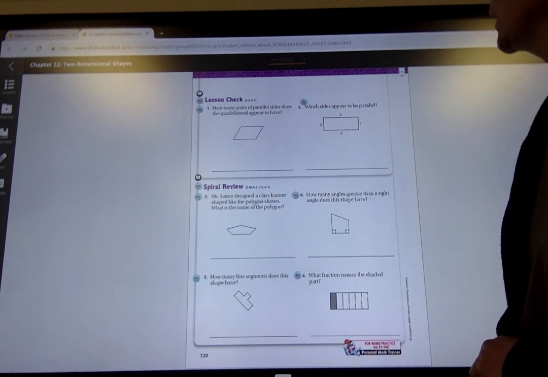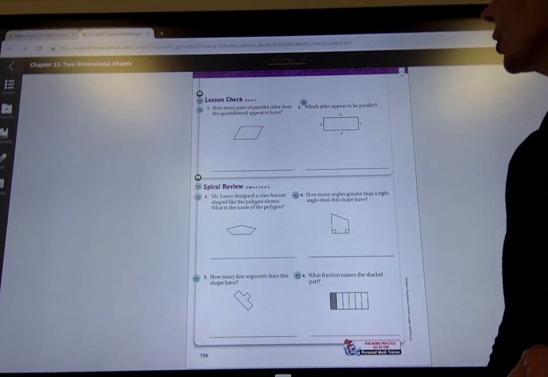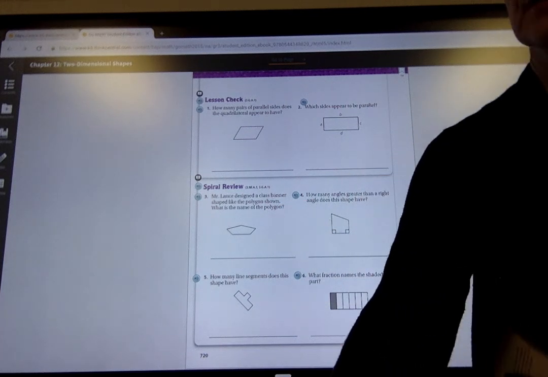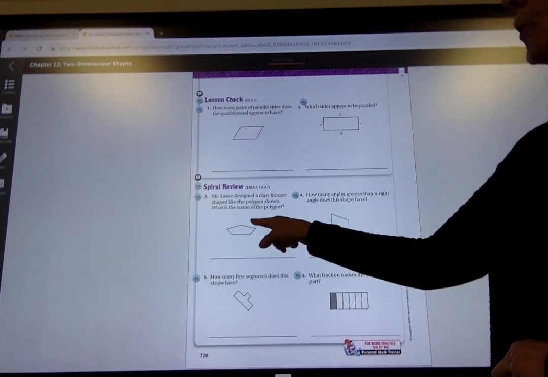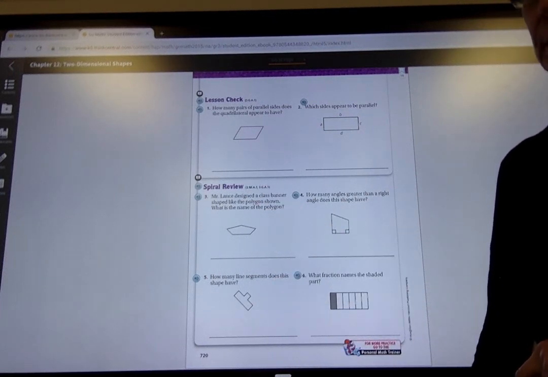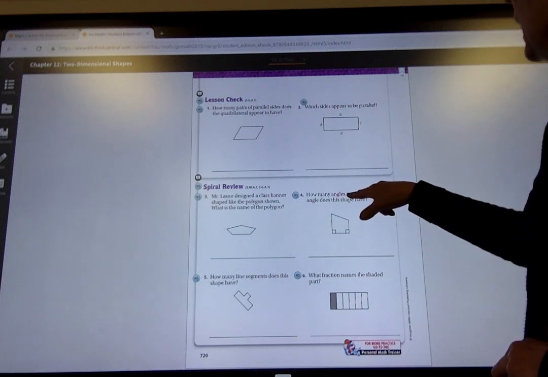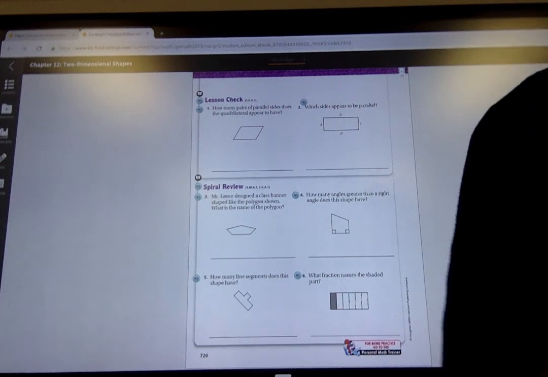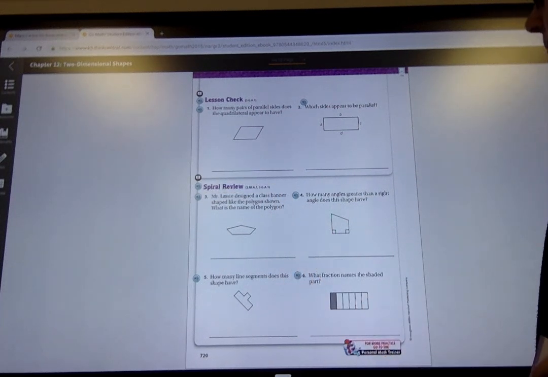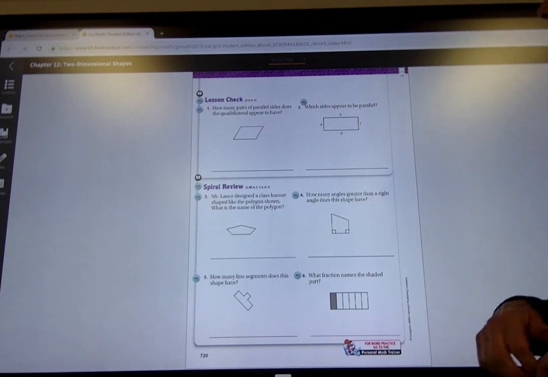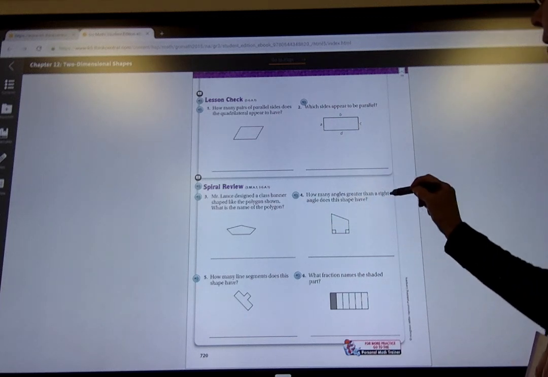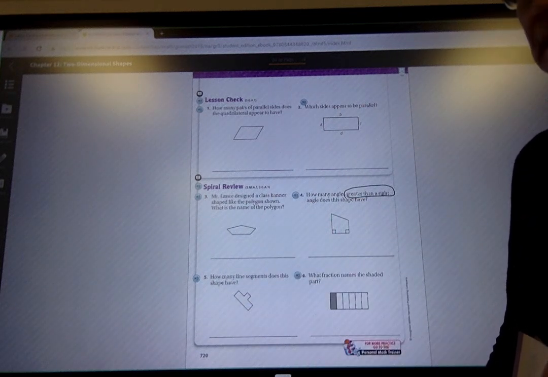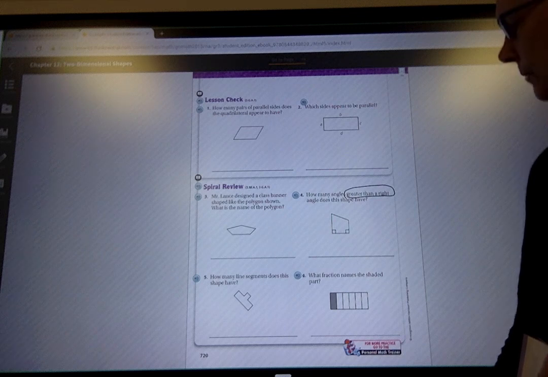Mr. Lance designed a class banner shaped like the polygon shown. What is the name of the polygon? Remember, it's named for the number of sides and angles it has. So count the number of sides. If you need to, go back to page 710. How many angles greater than a right angle does this shape have? You could use your straw or the corner of a piece of paper. We want to see how many have angles greater than right. How many line segments does this shape have? Count them carefully. Don't go too fast.